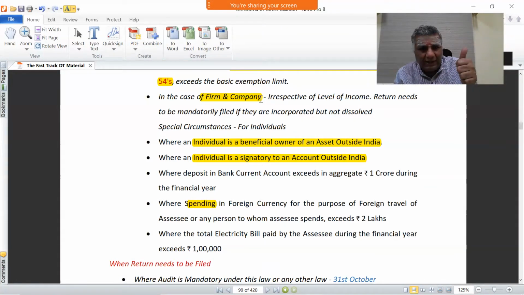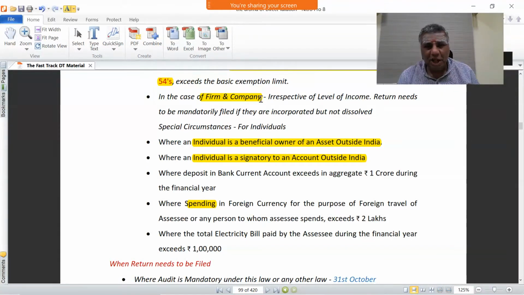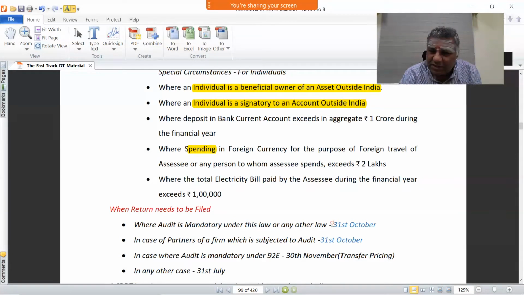Who should file? When does the return need to be filed? When is it that you have to file your return of income? If books are subject to audit under this law or any other law, 31st October. It's an amendment. Till last year, it was 30th September.